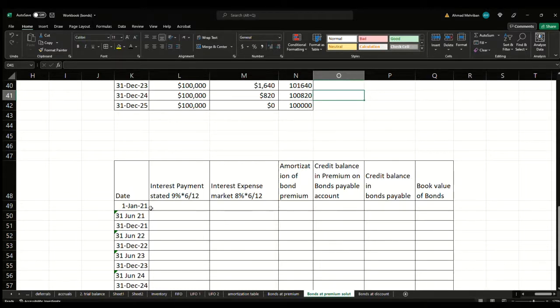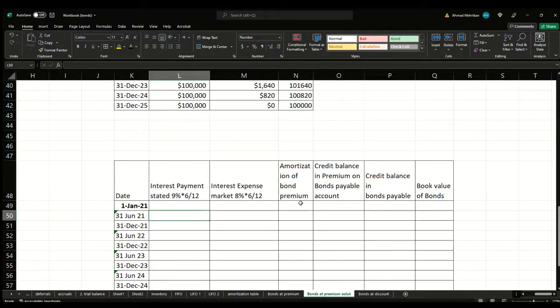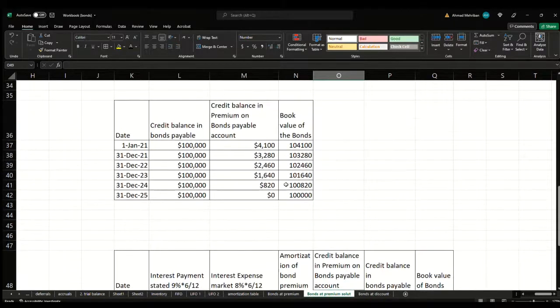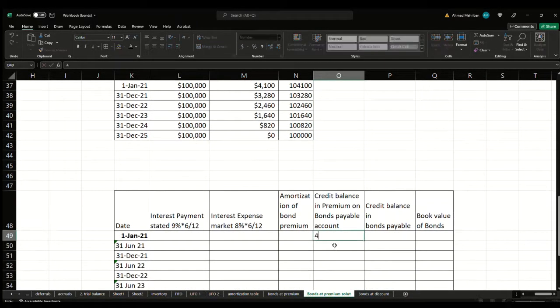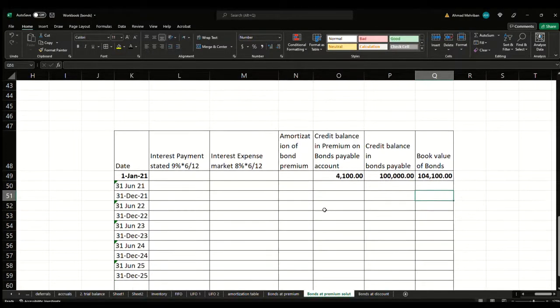So what we know in the beginning, the issuance year, so I'll just highlight it. On January 1, we don't have any interest payments yet. We don't have any interest expenses because this is just the beginning. The same goes for amortization on premium. What we know so far is the credit balance in our premium on bonds payable account, and that is 4,100 because that's the difference between the stated price. The credit in bonds payable is 100,000, and the book value of bonds is 104,100. We already know that, and this is basically the starting point.